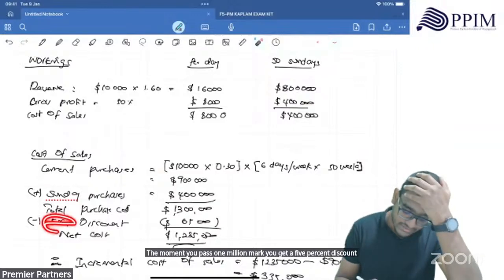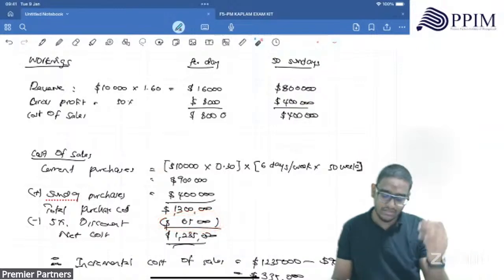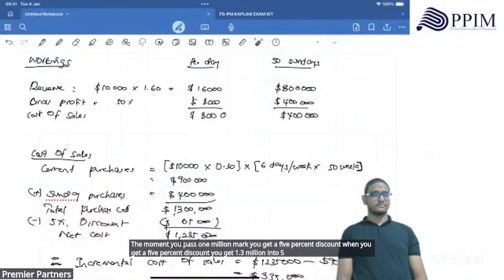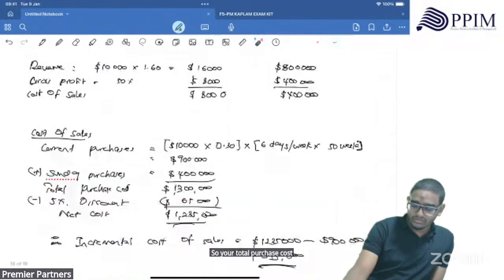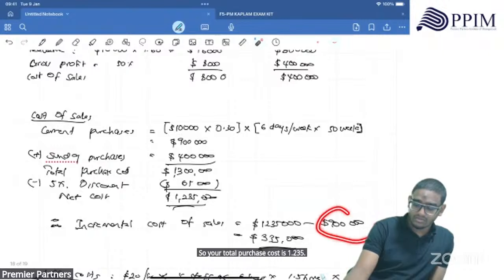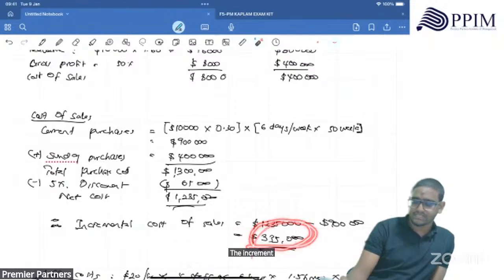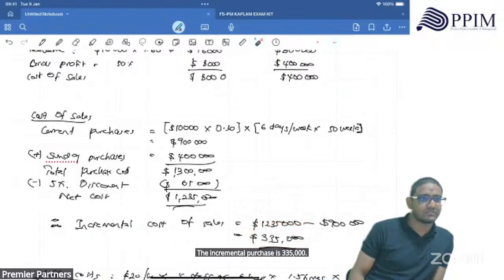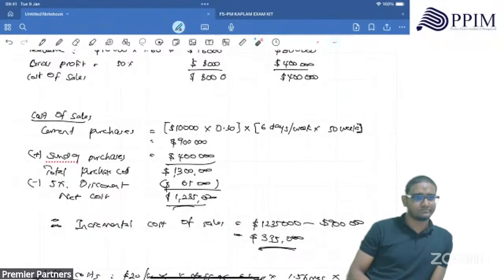When you get a 5% discount, you get 1.3 million into 5%, 65,000. So your total purchase cost is 1.235. Previously, you were purchasing worth 900,000. Now your purchase cost is 1.235. Your incremental purchase is 335,000. Are we okay, guys? Yes, sir. Thank you.